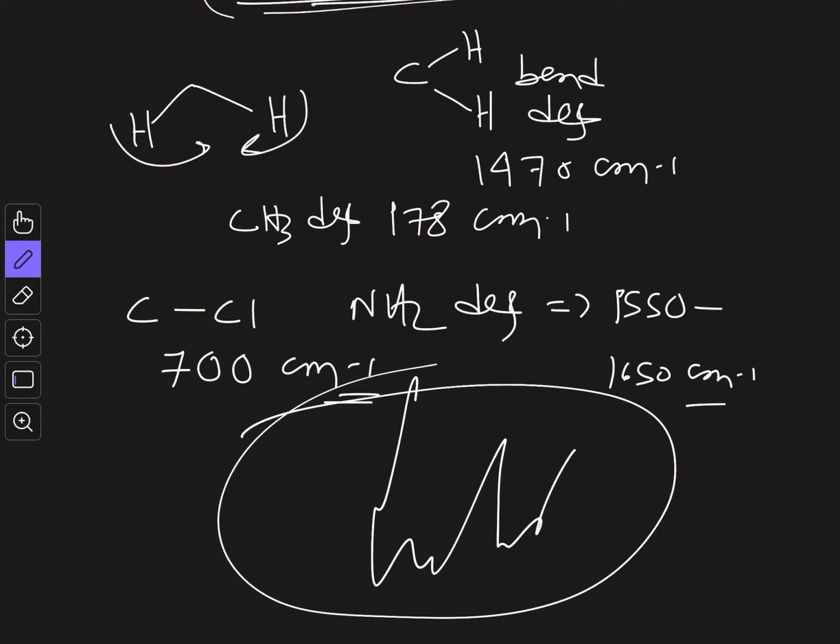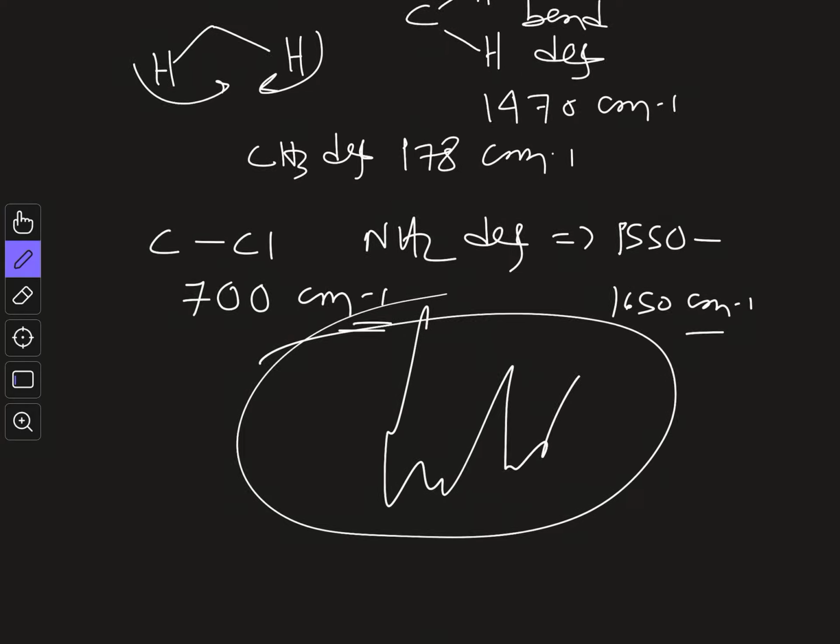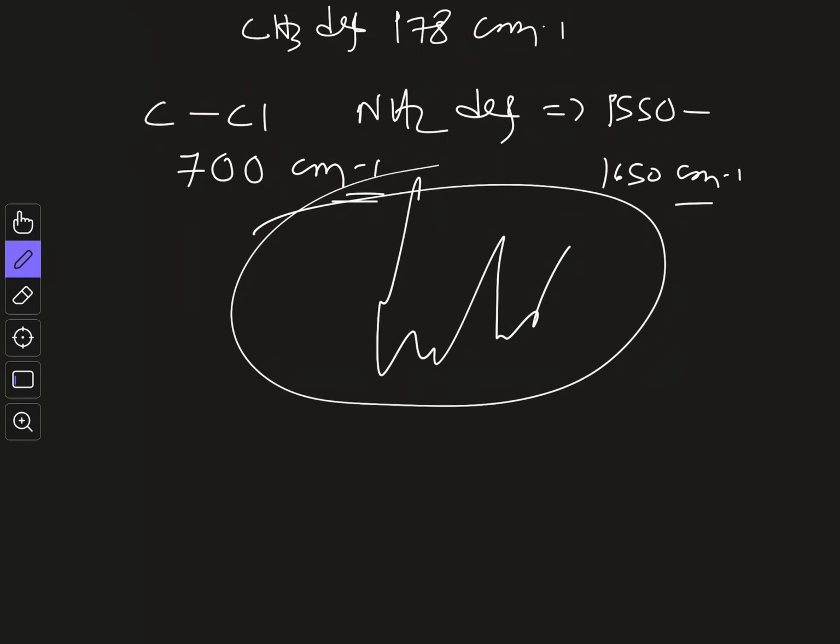Like human beings, we have different fingerprints for different human beings. Similarly, for different molecules, this fingerprint region is different, and this is called the fingerprint region. So you cannot characterize one particular functional group in this region, but you can characterize the molecule as a whole by overlapping this region. So that's why it is called the fingerprint region. So this is the overall picture of IR spectroscopy.